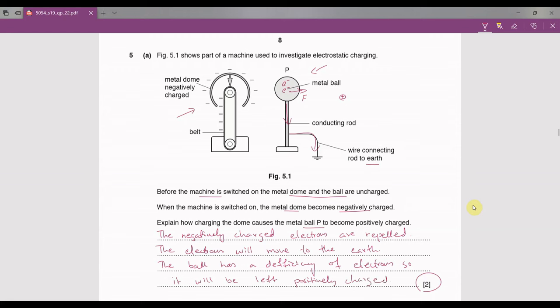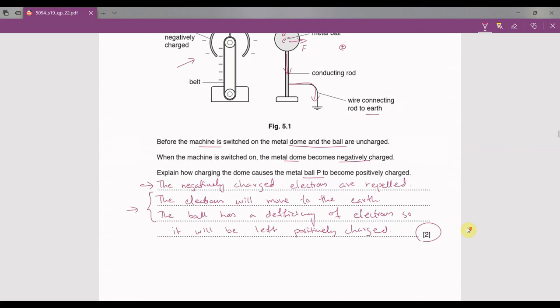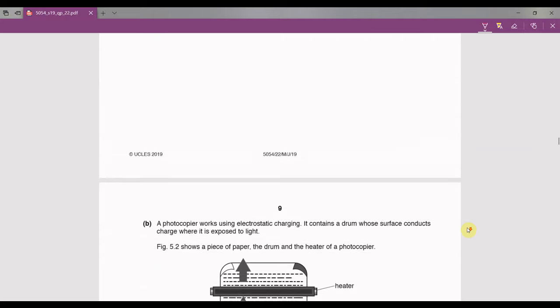Here's your complete explanation. Basically it's just 2 points. The first point is this one, that will give you your first mark, and then this whole sentence is your second point. Basically because the electrons are being repelled, they're going to go to the earth. But why is this positively charged? Because there is a deficiency of electrons, so you have to mention that.